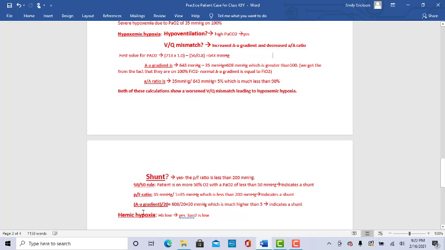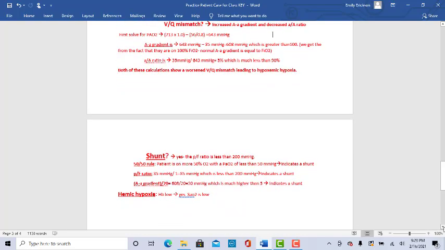If you take your AA gradient, which we solved for up here, and we got 608, and you divide it by 20, and that number is higher than 5, that also indicates a shunt. And if you take 608 divided by 20, you end up with 30. That is much higher than 5. That indicates a shunt. So you could say hypoxemic hypoxia due to shunting, and then you would want to do these calculations to justify that.